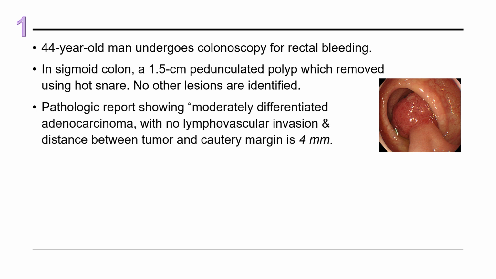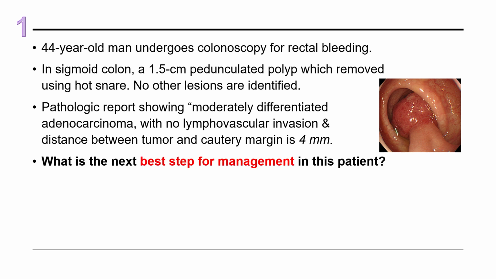You send this polyp for pathology, and the pathology shows that it's a moderately differentiated adenocarcinoma and no lymphovascular invasion. And the distance between the tumor and the cautery margin is 4 millimeter. So what's the next best management of this patient?